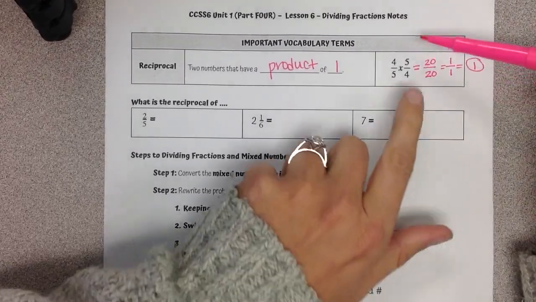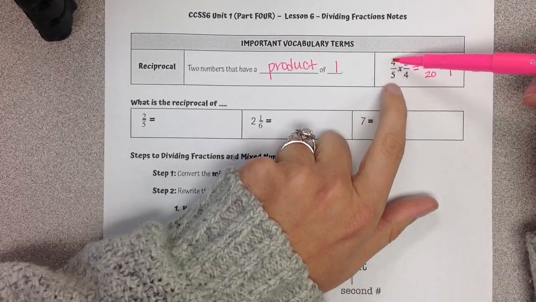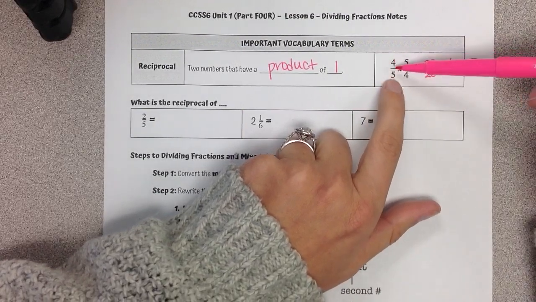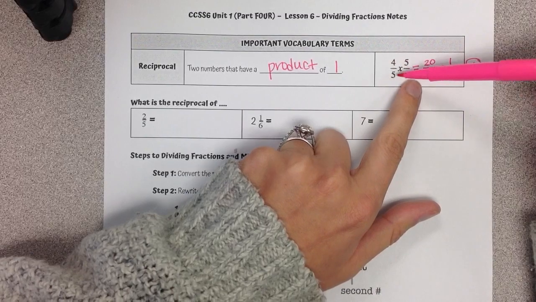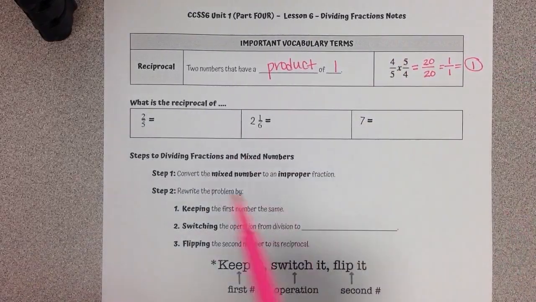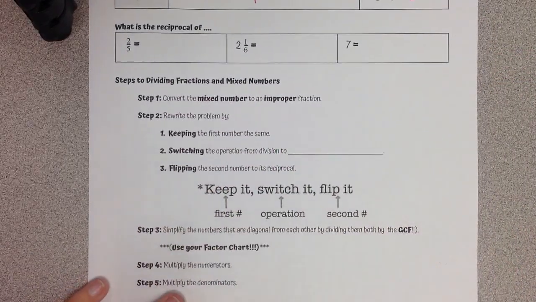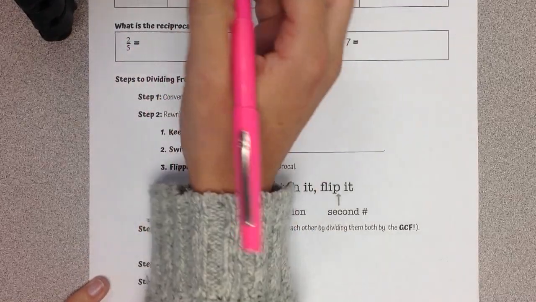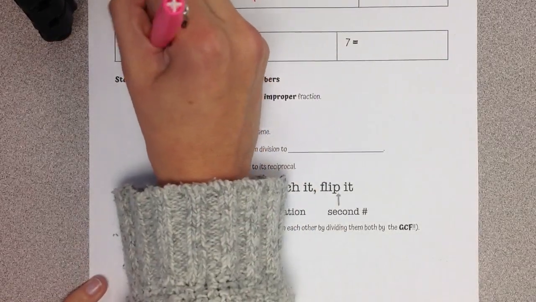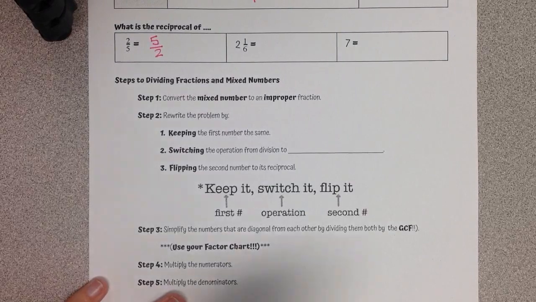What you'll notice too is that they're just flipped around. The 4 and the 5 flip. What's on top goes to the bottom, what's on the bottom goes to the top. So what is the reciprocal of these three? 2/5, that's easy, we just flip it over. 5 goes on top, 2 goes on the bottom.